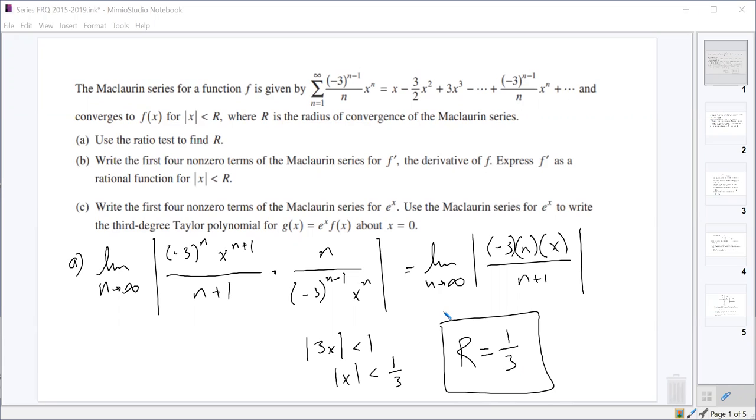Yes. All right, and let's see, that one was worth 3 points. It looks like 1 for correctly setting up the ratio, 1 for finding the actual limit of the ratio, absolute value of 3x, and 1 for the final radius of convergence. Okay. Any questions on part A?